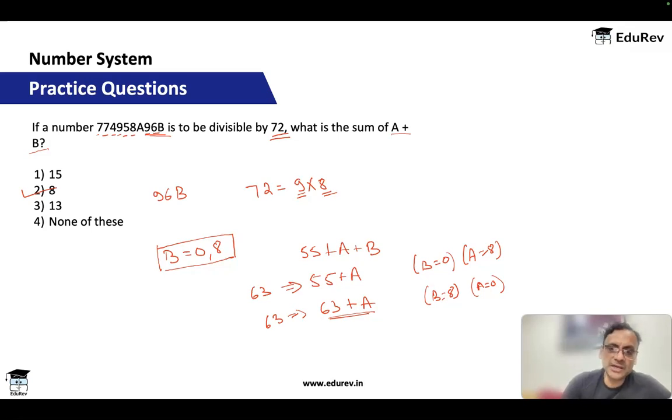And another possibility is 72. Right? For 72, a should be 9. If a is 9, then 63 plus 9 is 72. So b is 8 and a is 9 is also possible. So a plus b will be equal to 17. Okay, so this is also possible, but 17 is not given to you in the answer. Hence, we will go with the number 8. Okay, so this is the answer for this question.